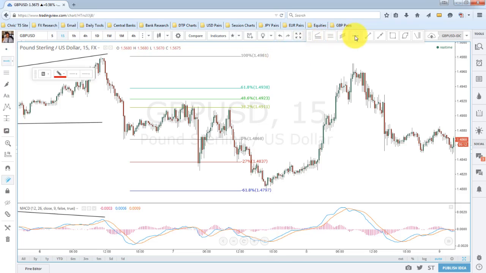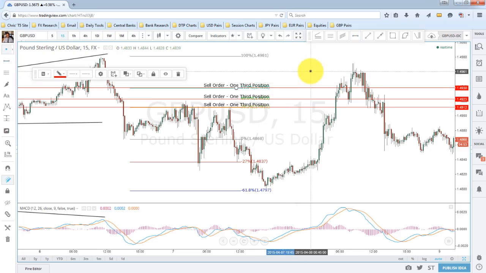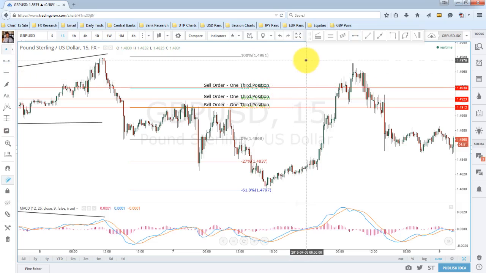And then what you want to do is take that order, that number, whatever those lots are, and divide it by 3. Then you're going to place your first sell order, 1/3 of that number, your second sell order, and your third sell order. Okay, these are all limit orders. And you see what happens here when the market rallies, it brings in this sell order. So you have 1/3 of a position. It didn't reach the second order.